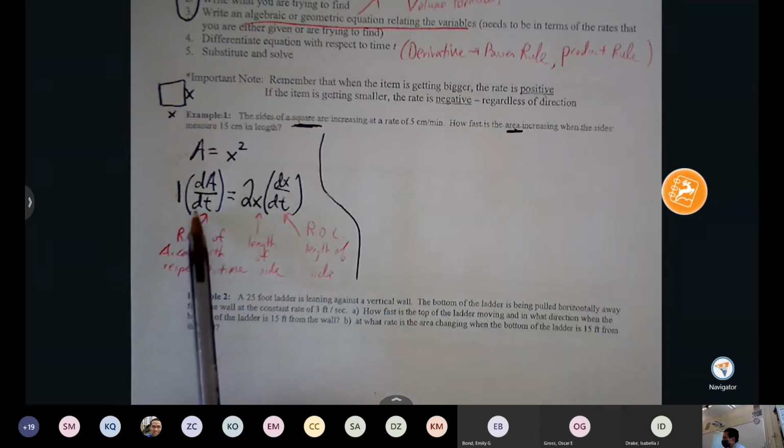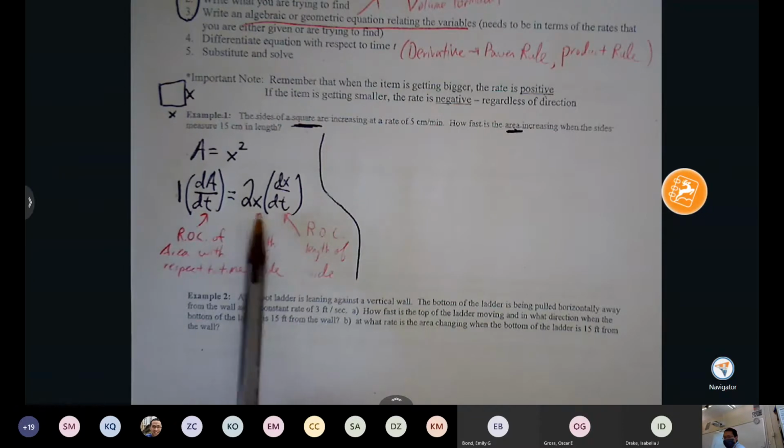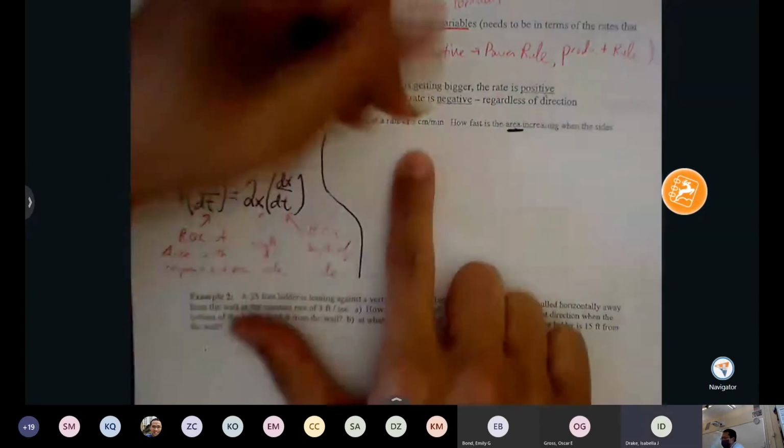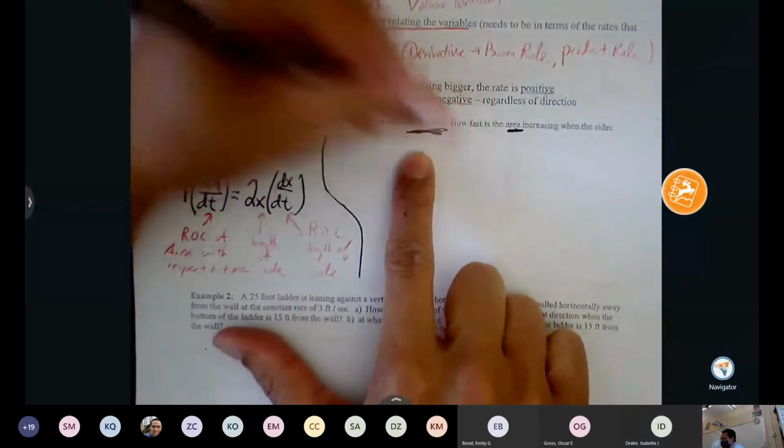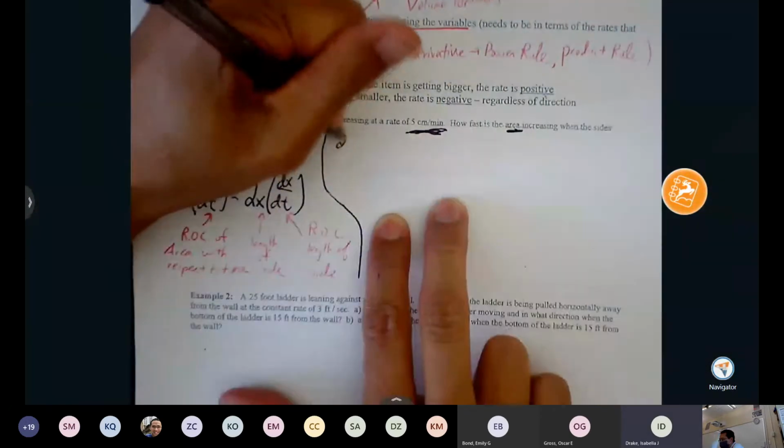Right, there are 3 variables: dA dt, x, and dx dt. So which one do you think it is? Is it dx over dt? Yeah, it's dx dt. It's changing. So dx dt.